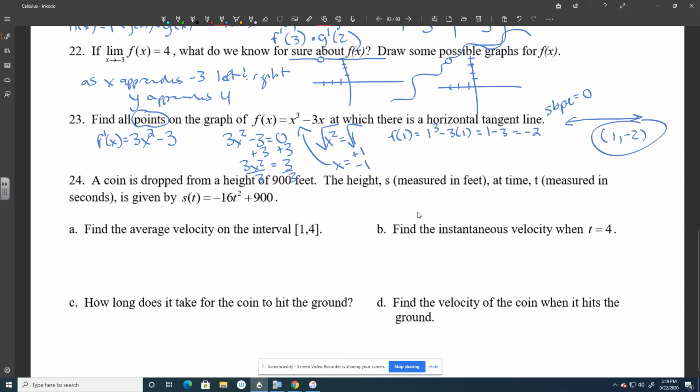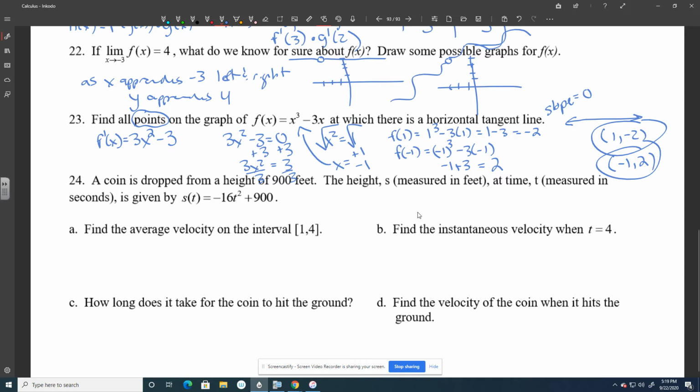That's one of them. The other point, I've got to plug in negative 1. So I get negative 1 cubed minus 3 times negative 1. Negative 1 cubed is negative 1, and this is going to become a plus 3, so my value is going to be positive 2. So my other point is at negative 1 comma 2. So those would be my 2 points where my tangent line is horizontal.